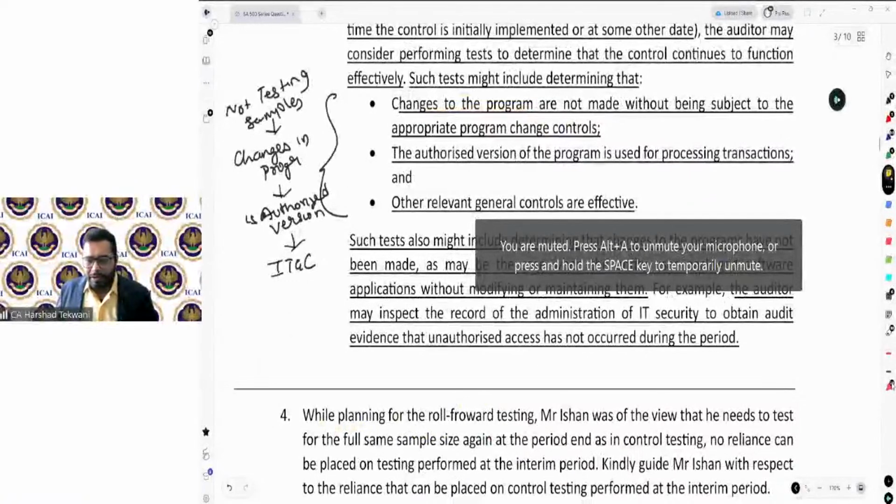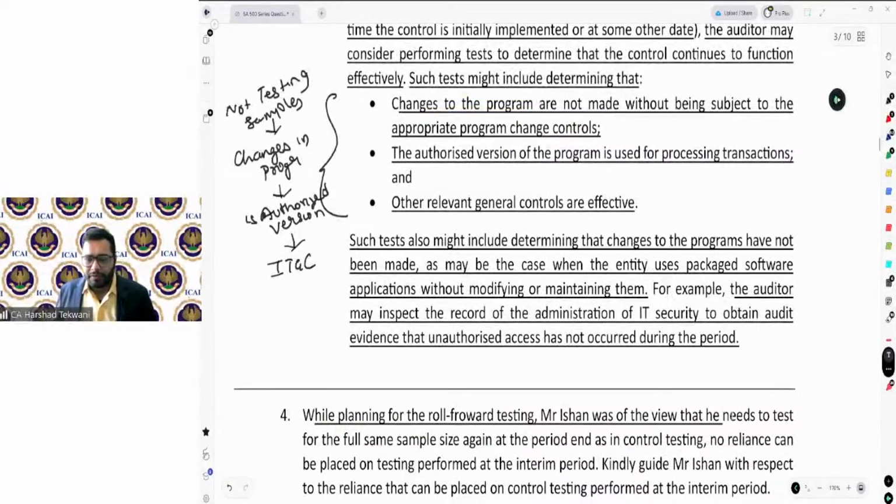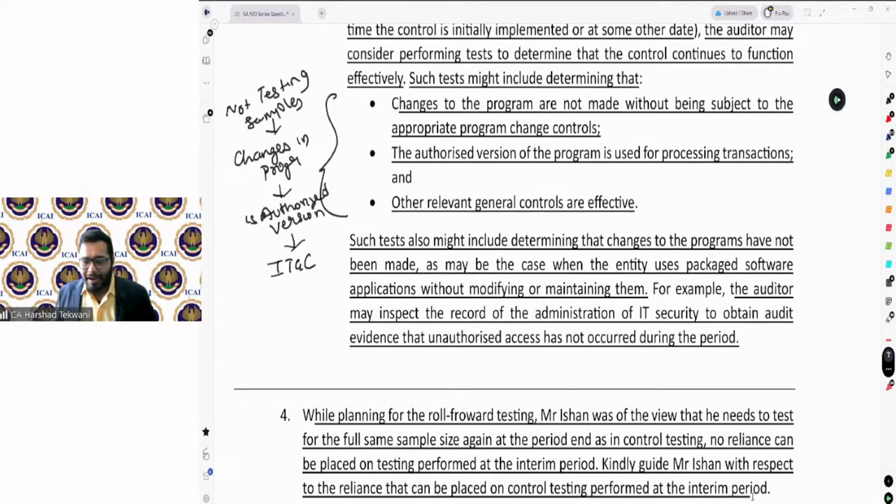While planning for the roll forward testing, Mr. Ishan was of the view that he needs to test the full sample size again at the period end, as in the control testing, no reliance can be placed on the testing performed at the entering period. Kindly guide Mr. Ishan with respect to the reliance that can be placed on control testing performed at the entering period. So you tell me whether he needs to test the full sample size again at the period end or he shouldn't. Can he place reliance or he cannot place any reliance on the testing performed at the entering period?